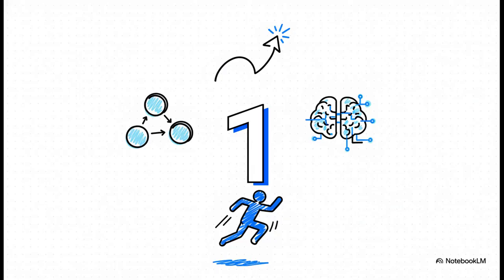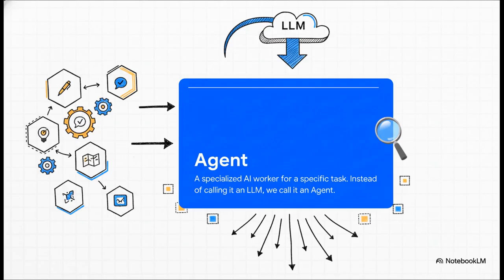So the first leap, it's actually pretty simple. It's less about the tech itself and more about the language we use to talk about it. We stop calling them LLMs and we start calling them agents. Now, this isn't just swapping buzzwords. It completely reframes how you think about them. Each AI in that workflow is no longer just a generic model. It's a specialist. It's an agent with a specific job, whether that's being a drafter, a critic, or a planner.